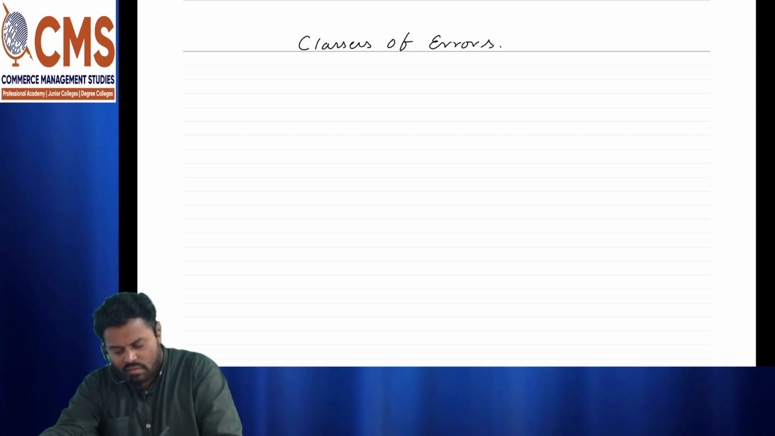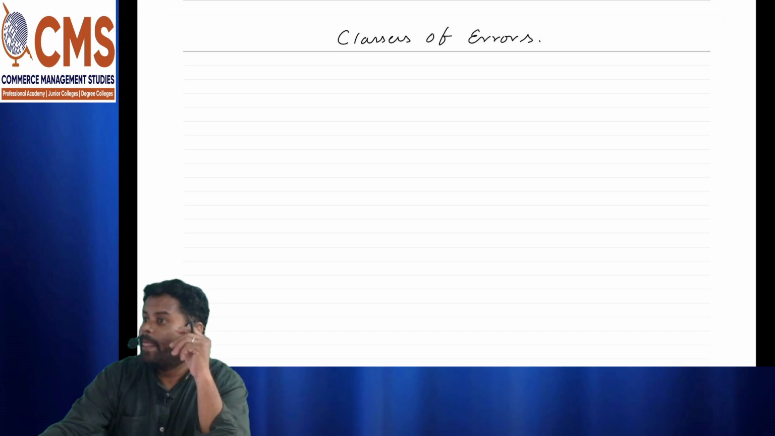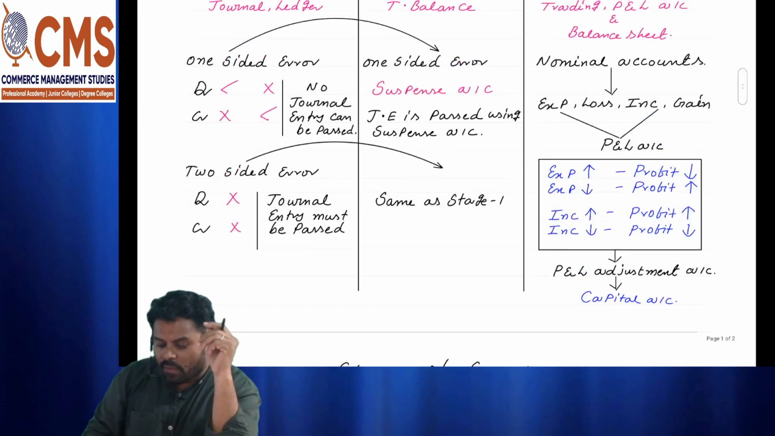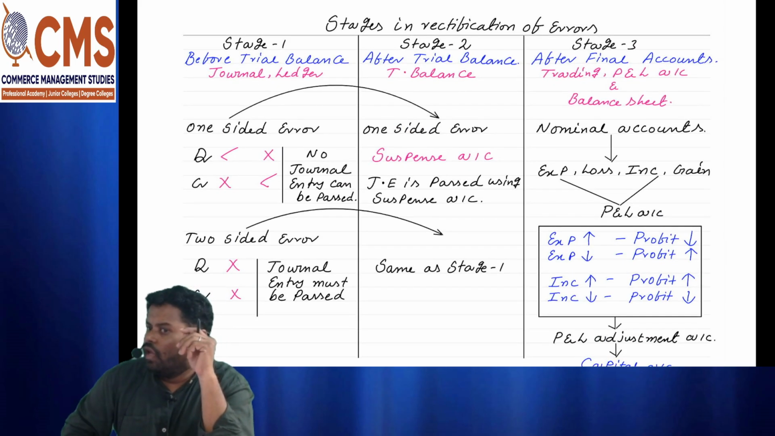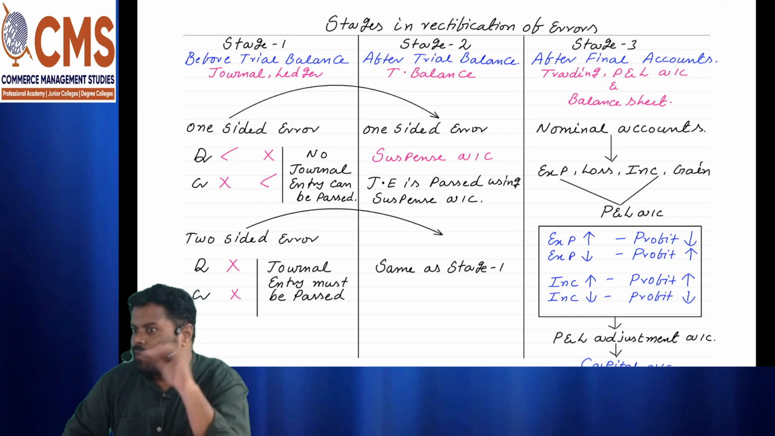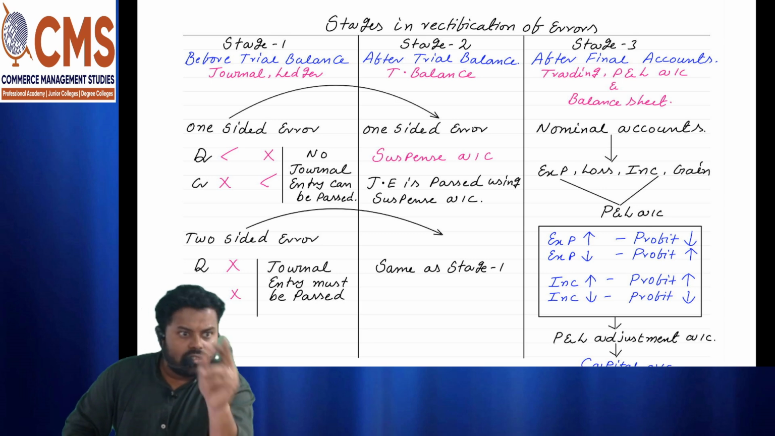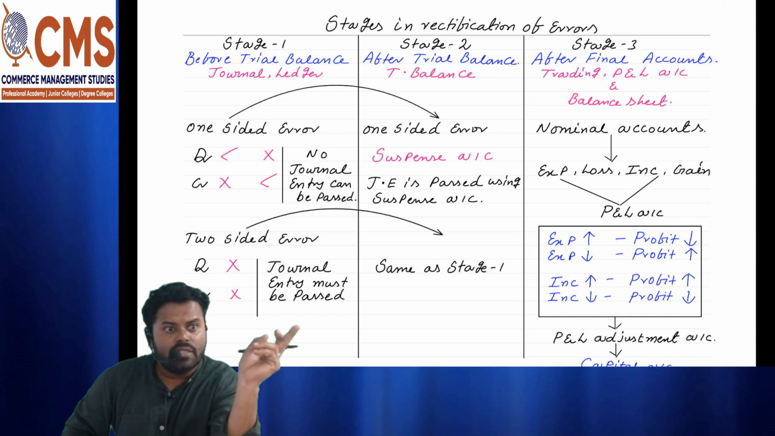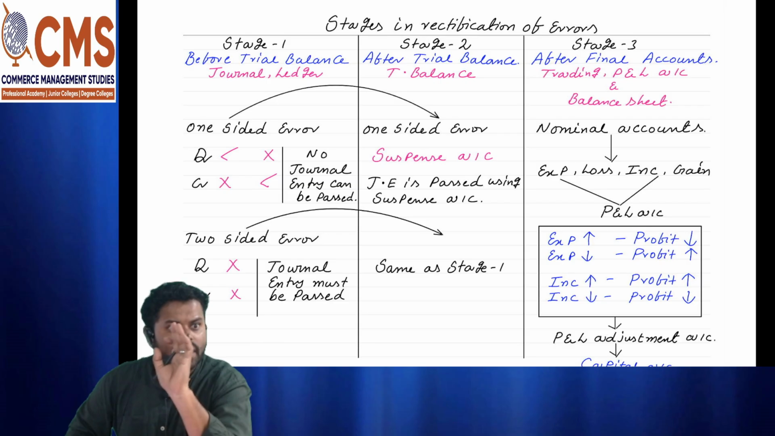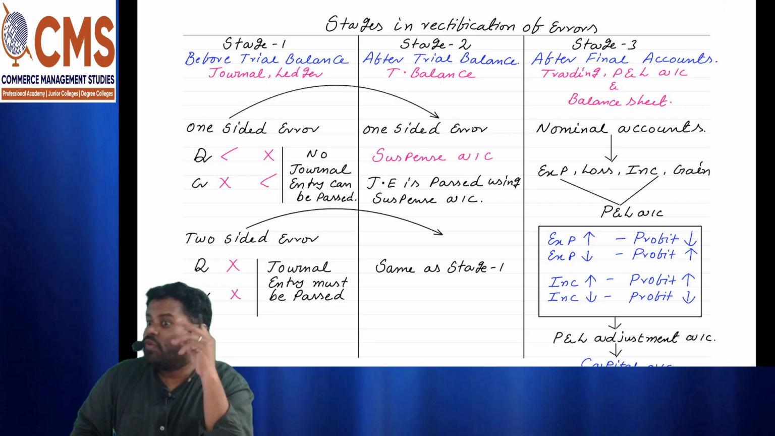Already, you guys have studied a class called as compensating errors. Compensating errors will come into picture in which stage out of these 3? Second stage. You will get a clarity that compensating errors are there after preparing trial balance. On one side, trial balance tallies, and subsequently you find out that one error is there on the debit side or one error is there on the credit side, and that one error will give you a surprise. One more error is there somewhere, find me. That's what it is, right?